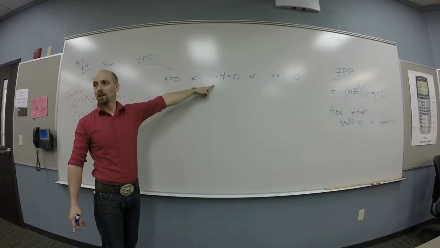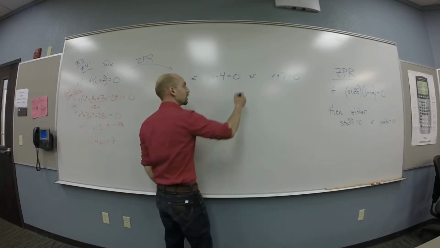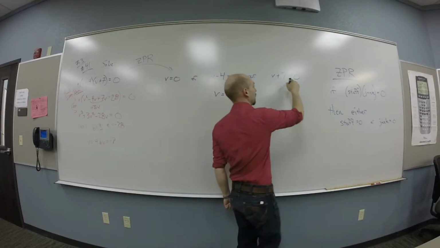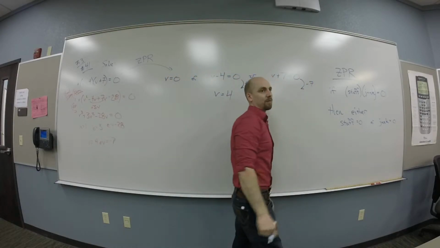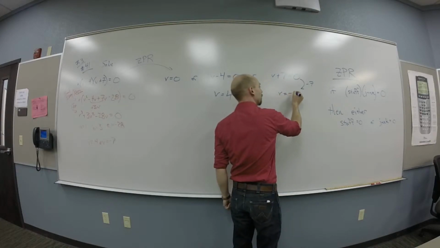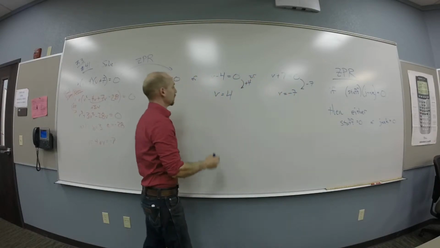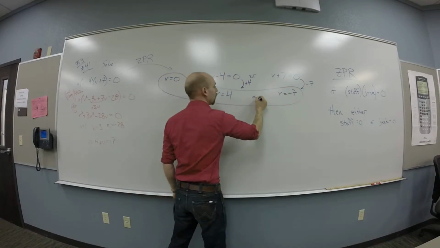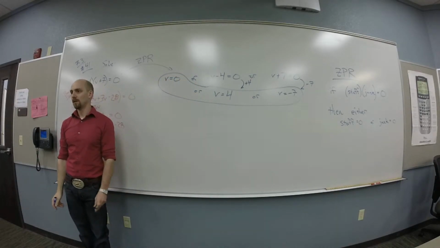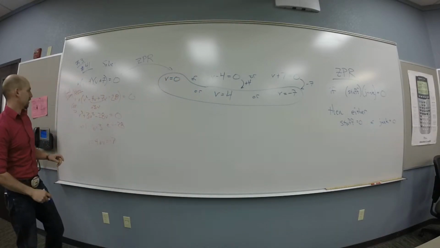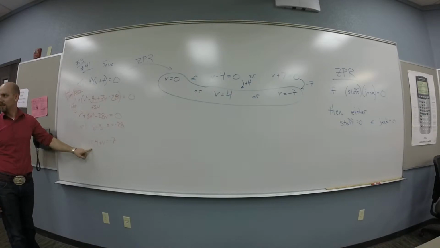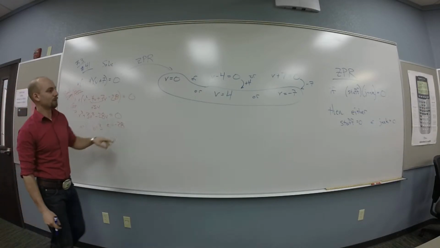How about this one? Add 4 to both sides, get b is positive 4. How about this guy? Subtract 7 from both sides, get b is minus 7. So I've got b is 0, b is 4, or b is minus 7. You guys see where I got these yet? I really popped them out of that, right?